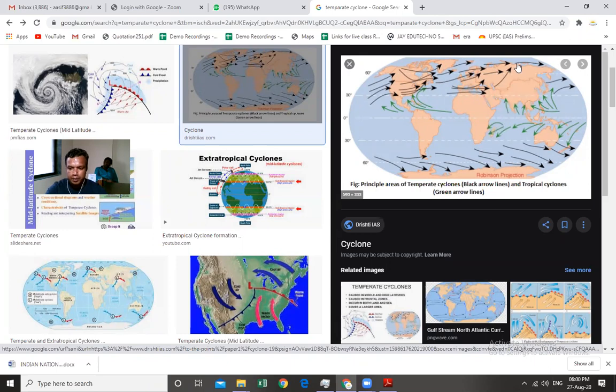So the difference between tropical cyclones and temperate cyclone is that the tropical cyclone size is less, but the temperate cyclone size is high, and the rainfall in the tropical cyclone is very high in a short duration, while in the temperate cyclone there is low rainfall for a longer duration. At the same time, the tropical cyclones are created over the ocean only, but the temperate cyclones can be created over the continent also.